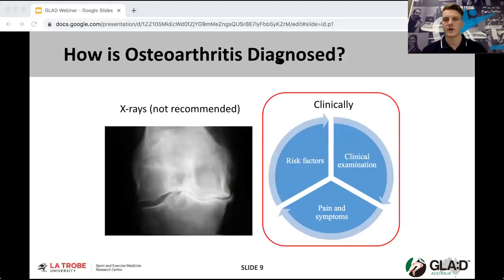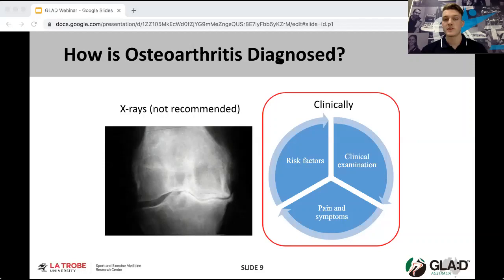Alrighty, so how is osteoarthritis diagnosed? There are two ways of doing this, okay? So we've got an X-ray, and this will show reduced joint space, osteophytes, cyst formations, or increased density of the bone beneath the cartilage. Or what we can do is diagnose it based on symptoms, existing risk factors, and findings from a clinical examination.